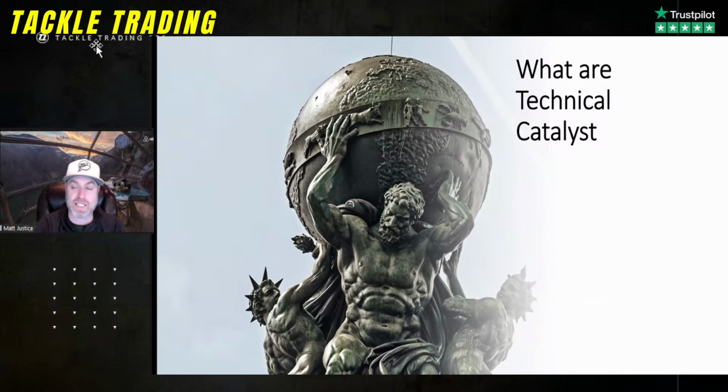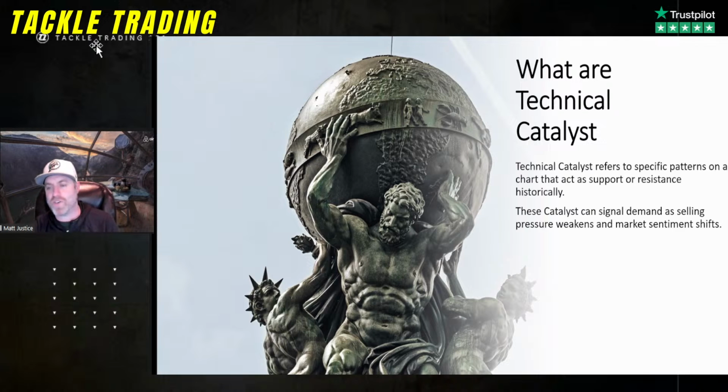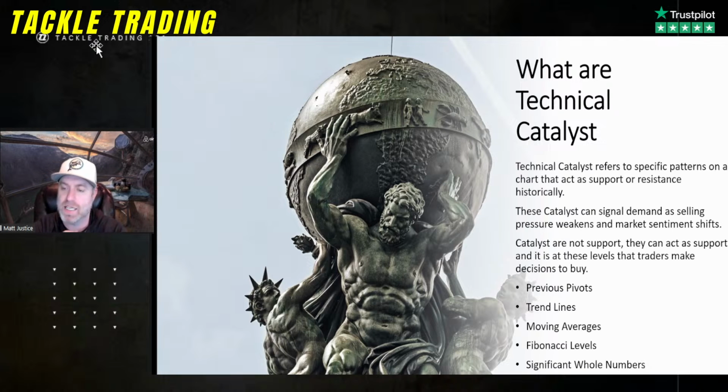You can anchor against that catalyst as much as your heart desires, but it is not the textbook definition of support. Support is an upward movement in price as defined by the marketplace, but it is that catalyst where we look to catch these support builds. And so there's 5 different types of catalysts that we like to track in the marketplace.